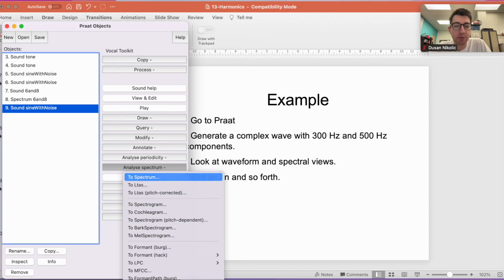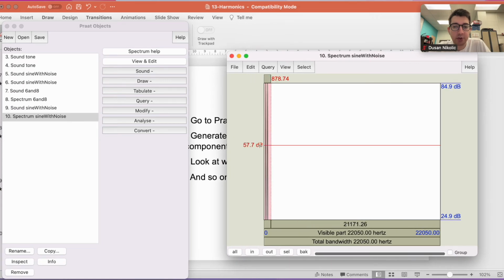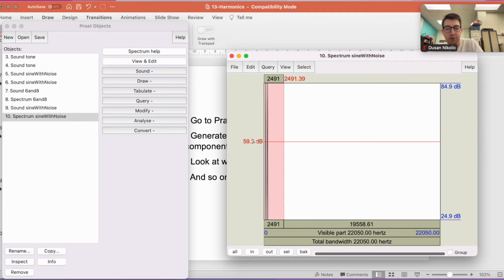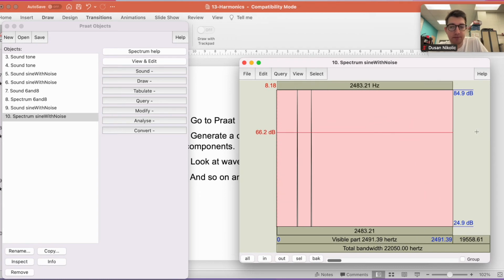And if we go to analyze spectrum, to spectrum, view and edit, we'll see here that we have 2 of these, right? I'll try to zoom in. We have 2 sine waves. The first sine wave is at 300 hertz, and the second sine wave is at 500 hertz, you see, on the x-axis. And the amplitude is whatever. This is 85 decibels, but it's 0.5 in amplitude, so you don't have to pay attention too much to this number here. It's just a display in Praat. And if I play it, it will play the same thing.